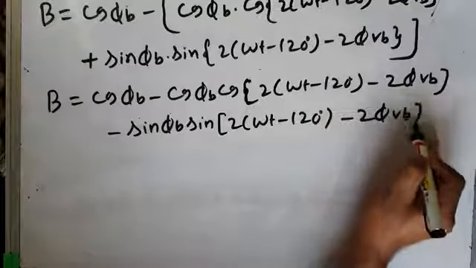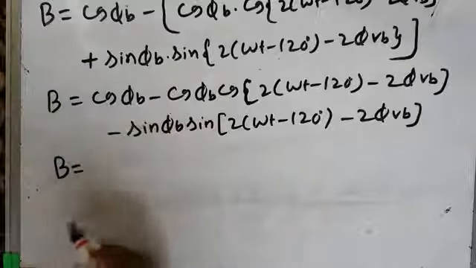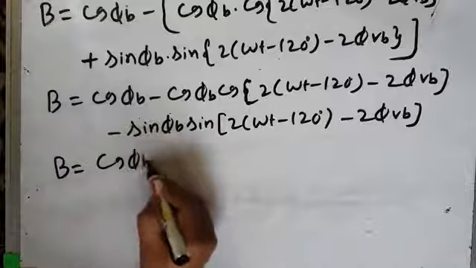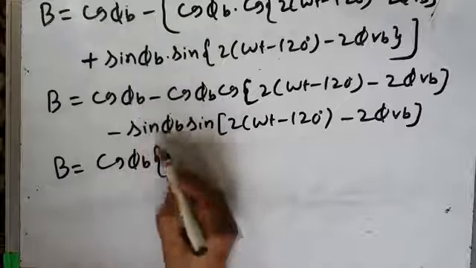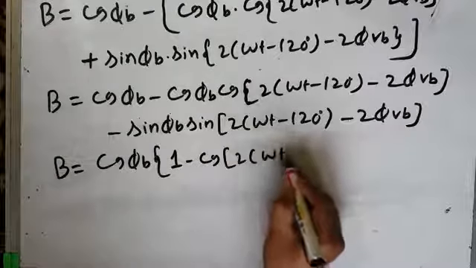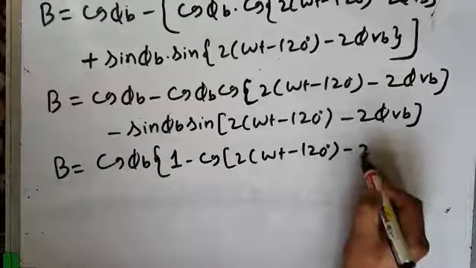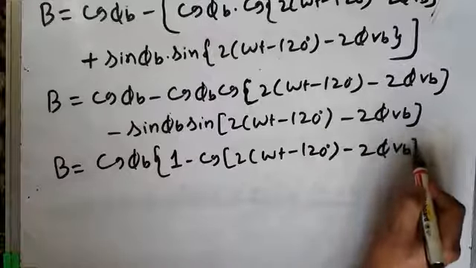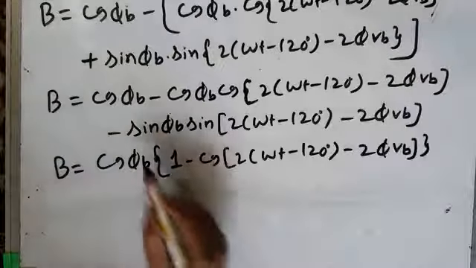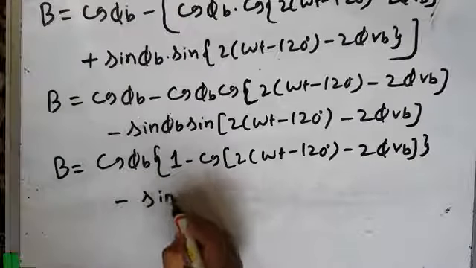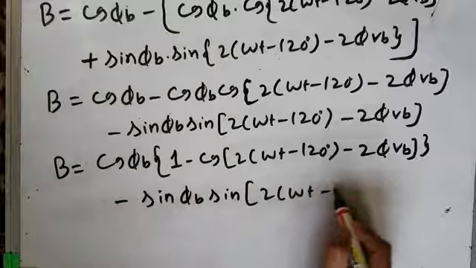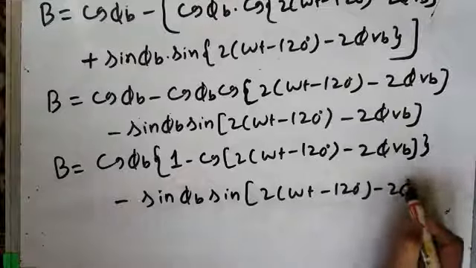Okay, just like I have done in term A, where I took cos phi a common, here I will take cos phi b common. When I take cos phi b common, inside I will get 1 minus this term, cos of 2 times omega t minus 120 degrees minus 2 phi vb, then minus sin phi b into sin of 2 times omega t minus 120 degrees minus 2 phi vb.